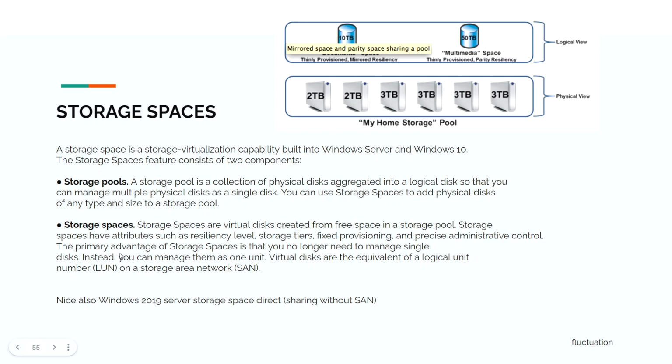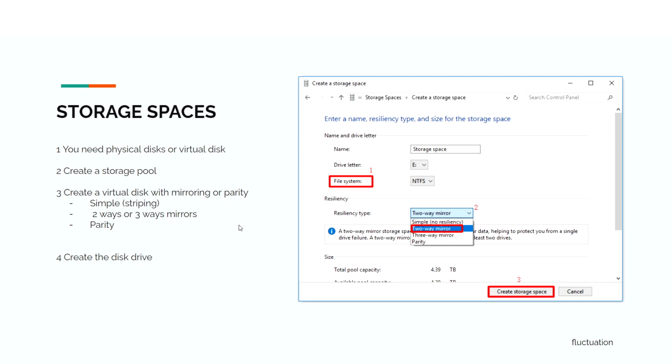It's the same thing. And remember that we have Storage Spaces Direct. This is something quite fantastic in Windows 2019 and 2016 Datacenter Edition, sharing without a SAN. Woohoo! This is amazing. So how do you create a storage space? You need physical disks or virtual disks. You create a storage pool and you create a virtual disk with mirroring or parity.